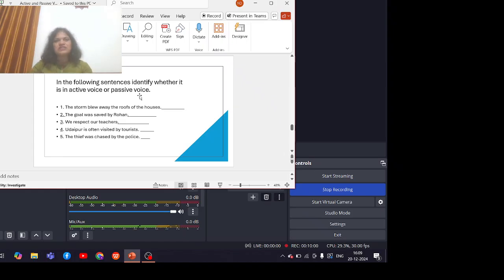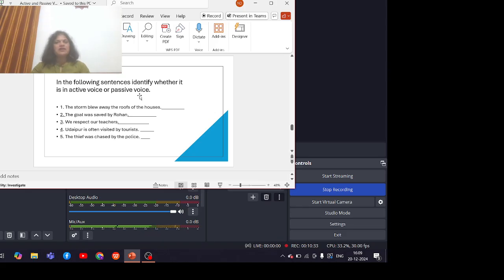The goal was saved by Rohan. Who saved the goal? Rohan. Rohan is the doer of the action here, but the doer of the action is coming after the preposition by. So this is in passive voice. The goal was saved by Rohan. So goal is the object here. Now the object has become the subject. So when the object becomes the subject, then it is in passive voice.